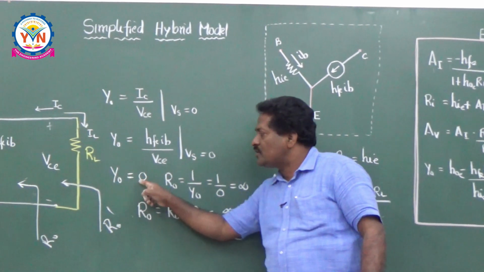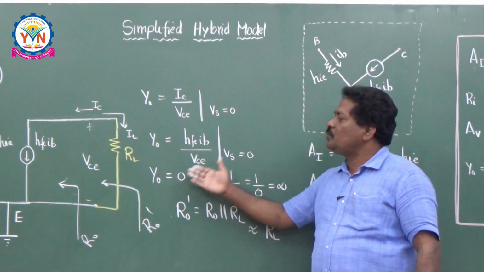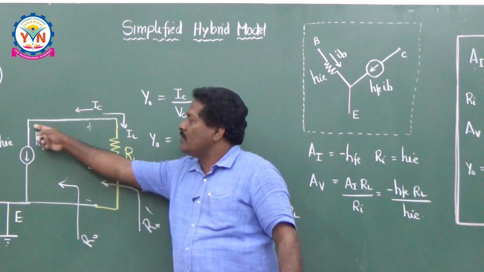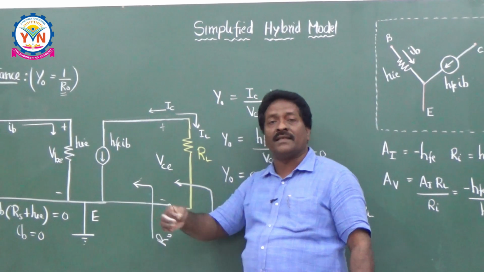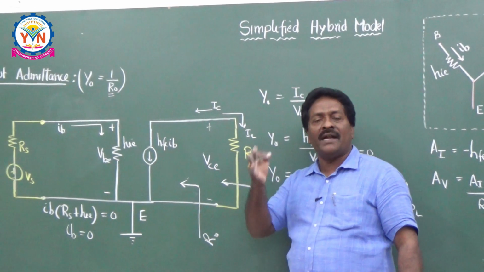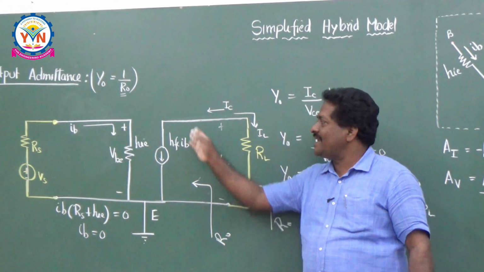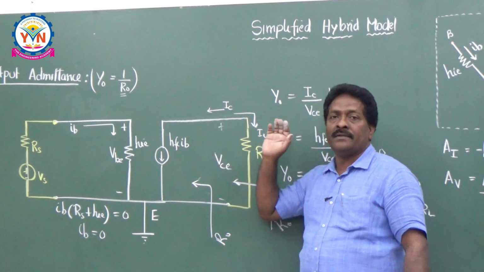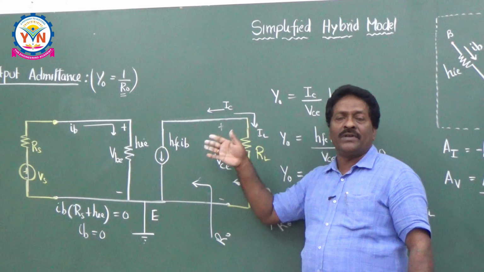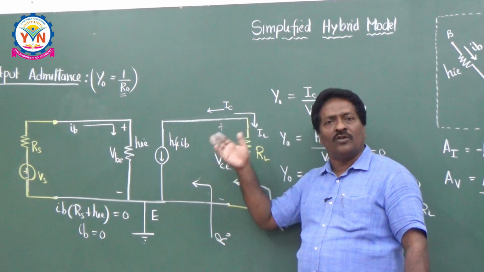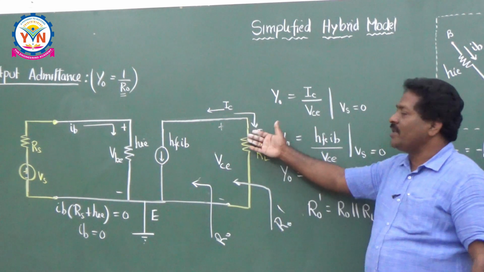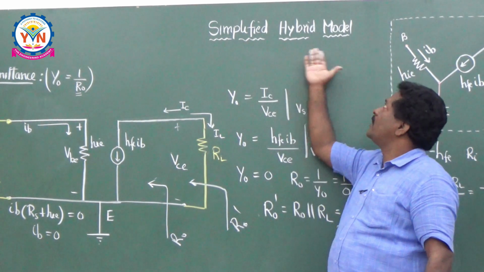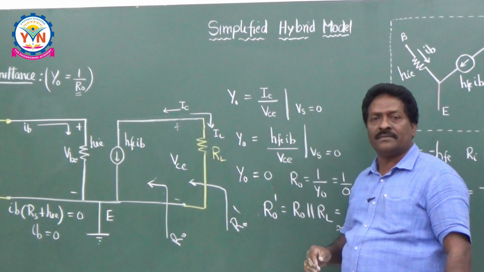So, this Y0 equal to 0 is indicating that the output resistance is infinite, because indirectly whatever current source you are getting here is an ideal current source. An ideal current source always has an infinite resistance. So, this way you have to calculate the current gain, input resistance, voltage gain, and output admittance for the common emitter configuration. This is the simplified hybrid model for your common emitter configuration.